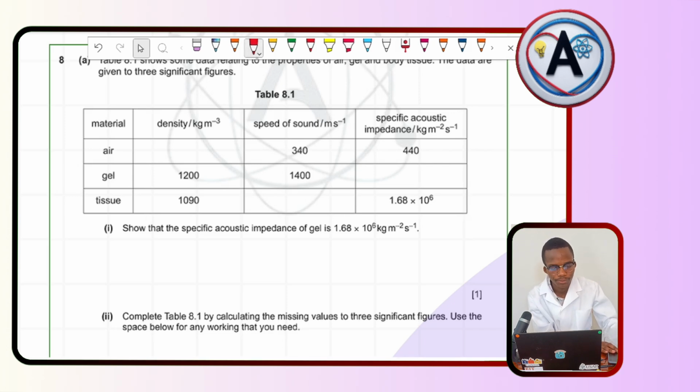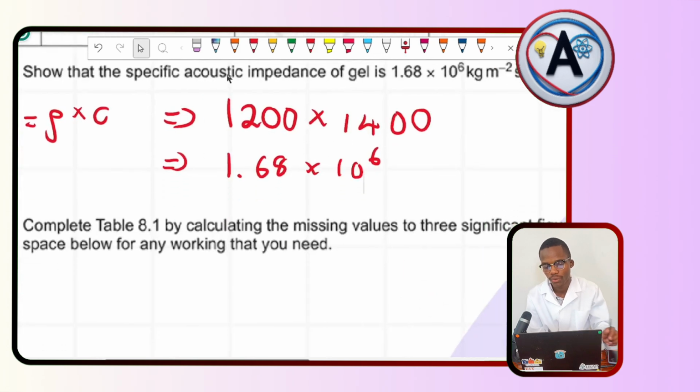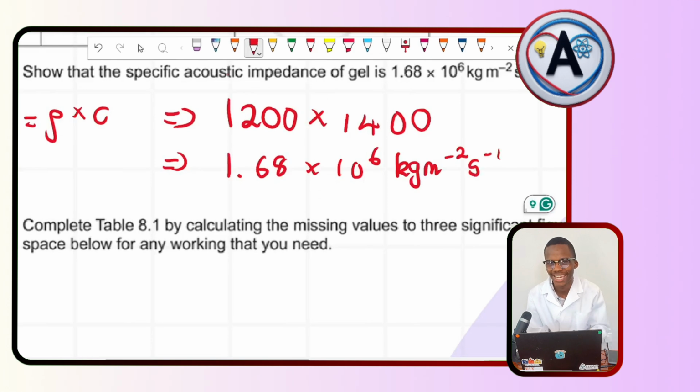We know that Z is equal to density multiplied by C. So the Z for gel is going to be equal to the density of gel, 1,200, times the speed of sound in gel, 1,400, and that simplifies to 1.68 times 10 to the power of 6 kg m^-2 s^-1. Very simple, a little bit straightforward.